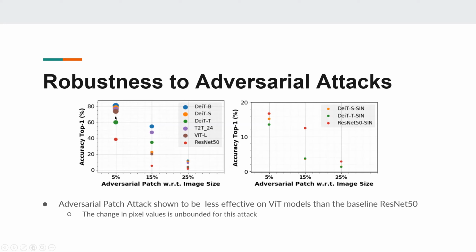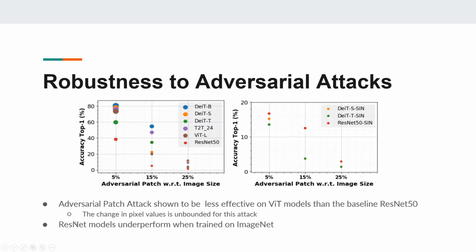And another thing to note is that this type of attack is unbounded, basically how far we're changing the pixel values away from what the true pixel value is supposed to be in the original image. We'll explain why that's important in the next slide.